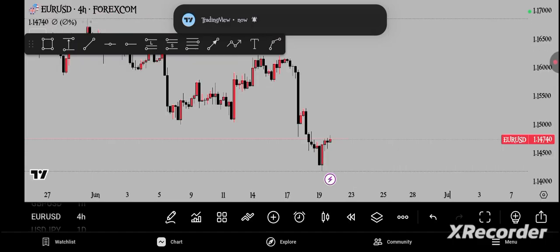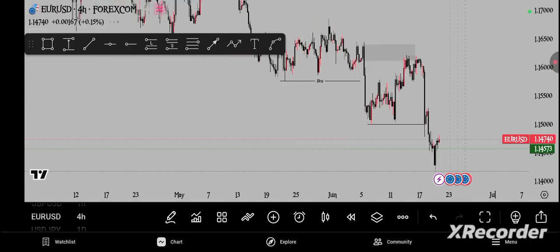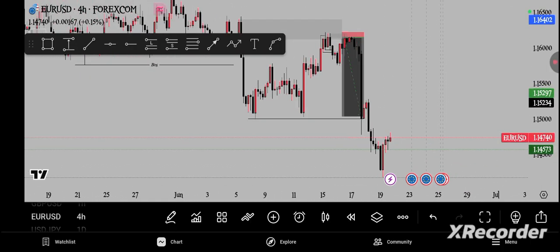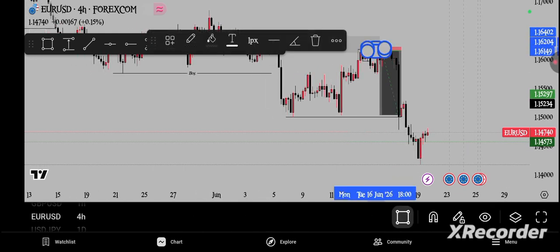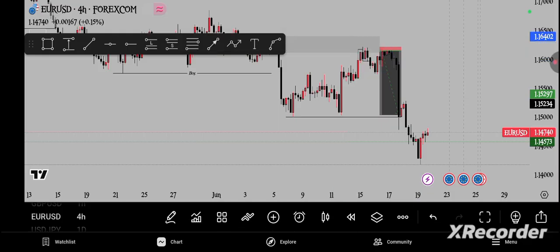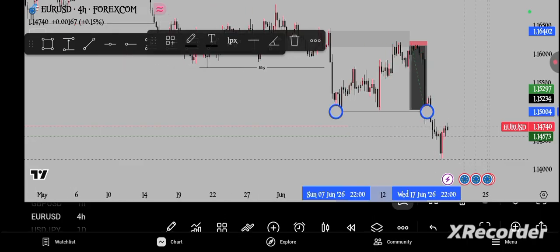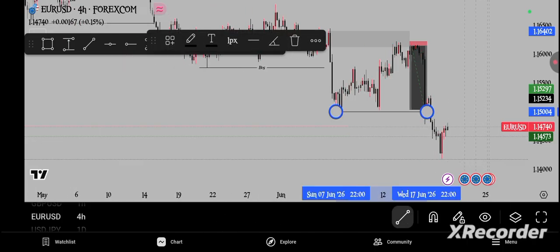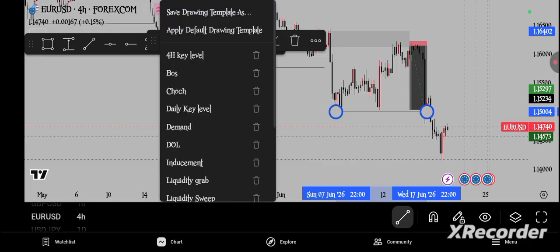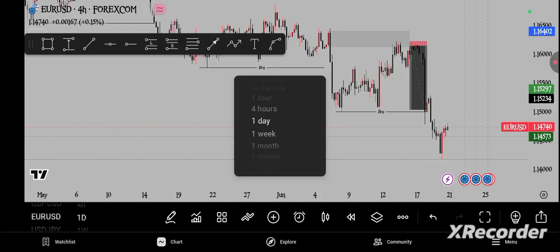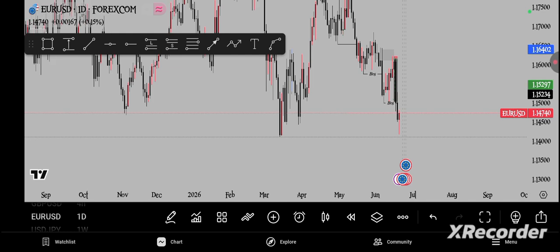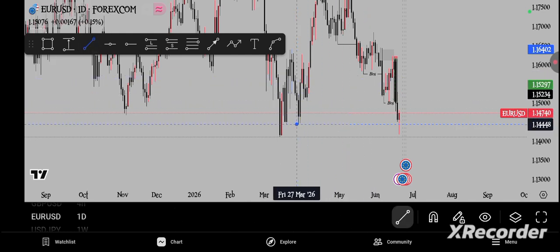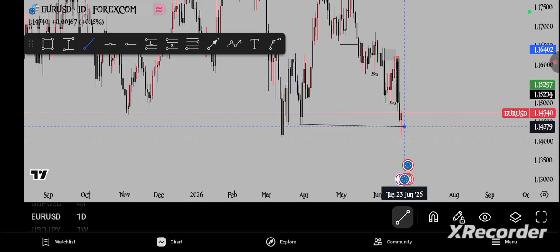Then moving to EUR USD. Basically the same thing applies. On EUR USD we have what? A break of structure. Going to the daily time frame to see the clearer overview here. On EUR USD too, it is the same thing as GBP USD. So there is no need for much explanation here.